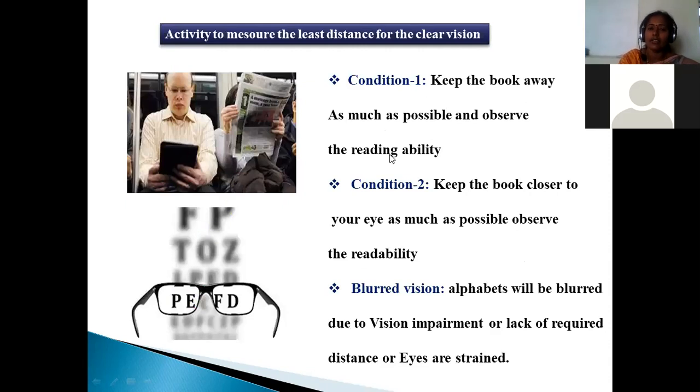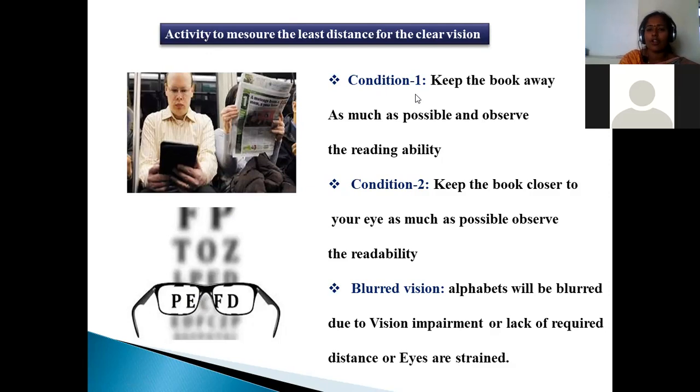So let us take an activity and measure how far you are able to see the objects. Till how much distance are you able to observe the objects? For that purpose, we are doing one activity, right? In condition 1, we are taking the textbook having alphabets, keeping it at the maximum possible distance up to which you are able to see the alphabets without any blurredness. That distance you have to measure.